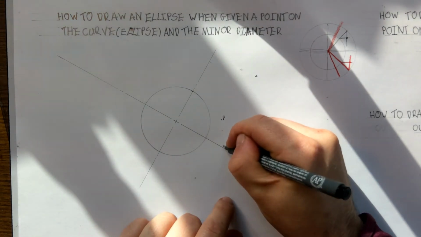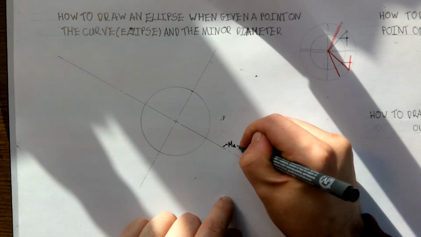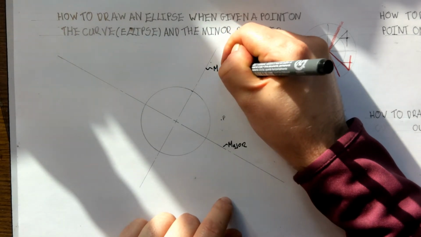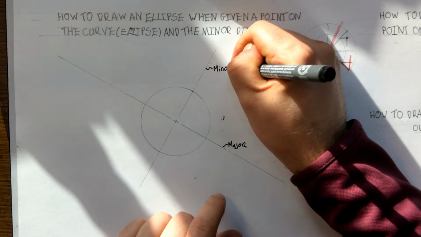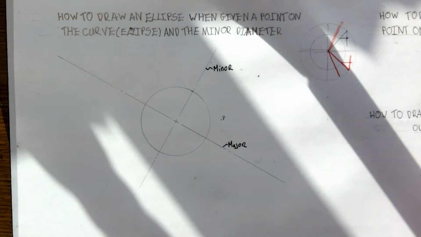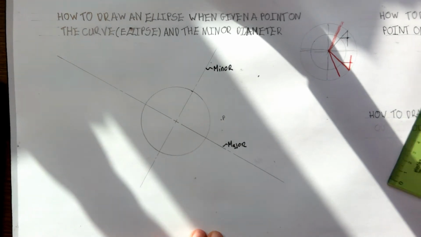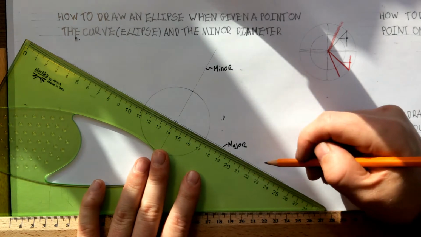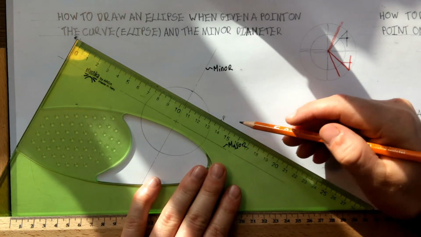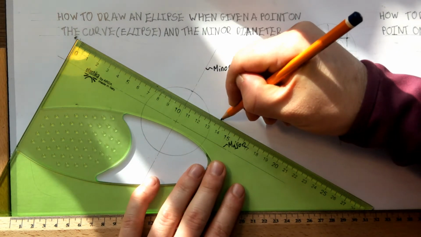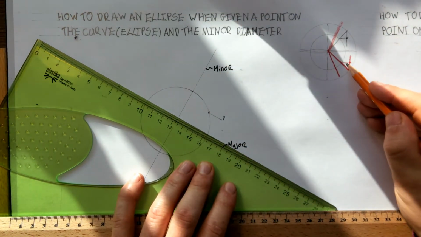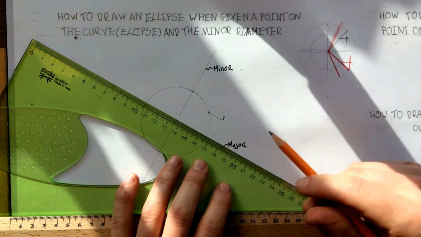This is the major axis. That's the minor. So from point P, we're going to go parallel to the major axis until we hit the minor circle. So that's what we're doing there, that line going backwards.